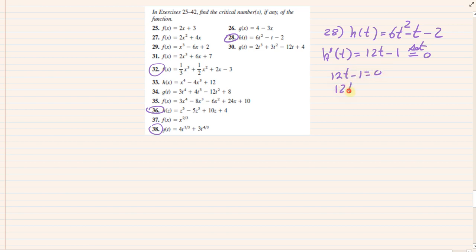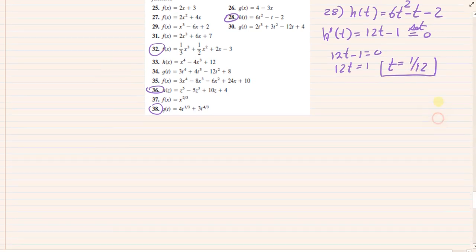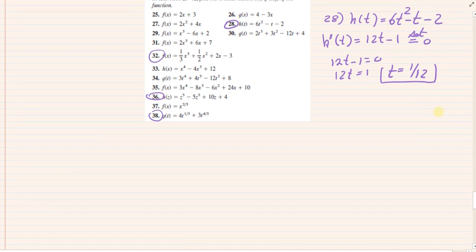So that means 12t is 1, or t is 1/12. So t equals 1/12 is going to be the critical number of this function. That's all we're doing here, just finding the critical numbers. Let's look at number 32. 32, f of x is 1/3 x cubed plus 1/2 of x squared plus 2x minus 3.